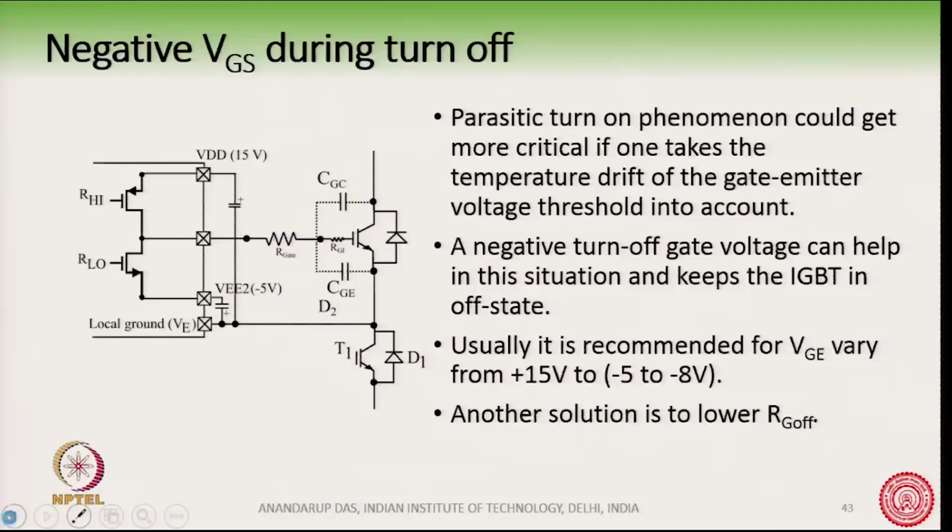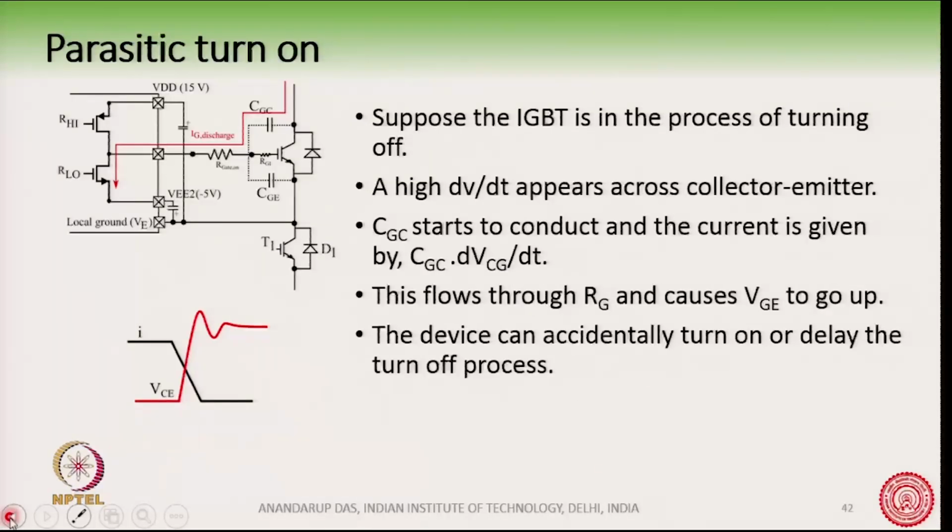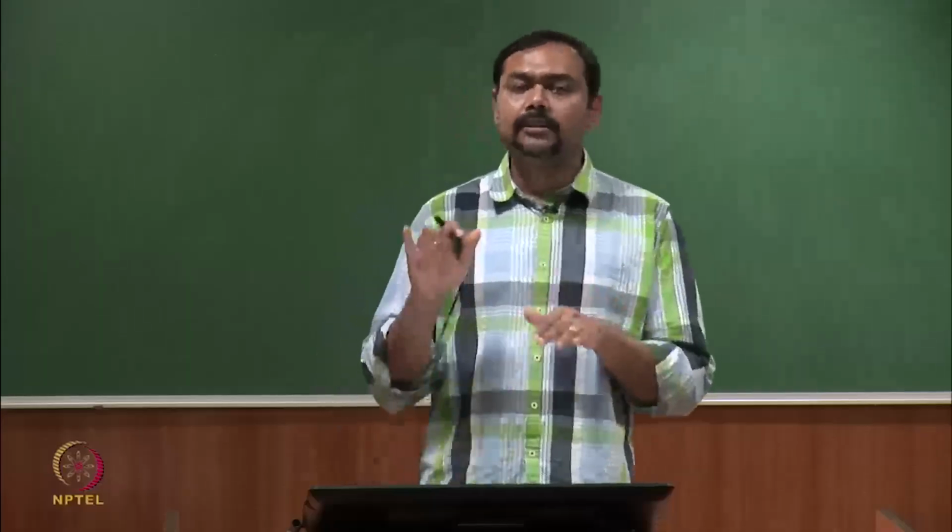Now, how will you take care of this one? Of course, you can take care of it by decreasing the value of R gate here. Okay. If you reduce the value of this RG, then this effect can be reduced. Again, you see that it is a compromise. If you reduce the value of RG, then you will have a problem coming up somewhere else, as we had earlier discussed. So, the gate driver selection is always a trade off between different aspects.